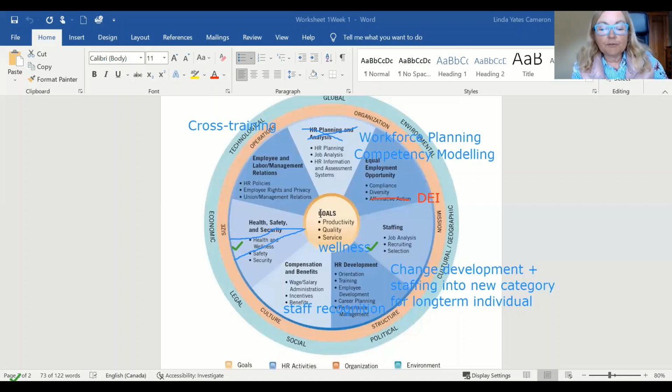Did any of the groups talk about the center, the goals of productivity, quality, and service? Or would anybody like to comment about those? Do you think those are the goals of a human resources function?